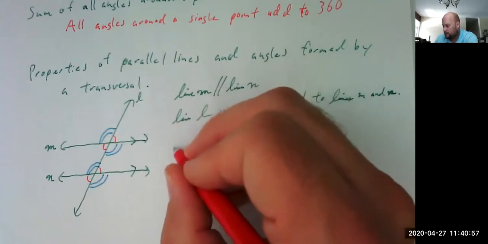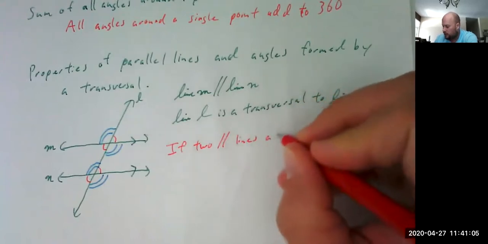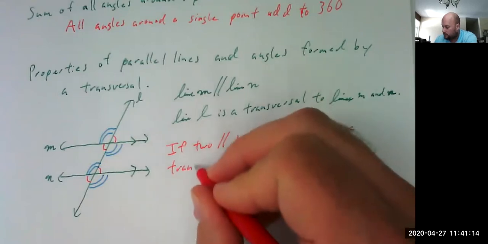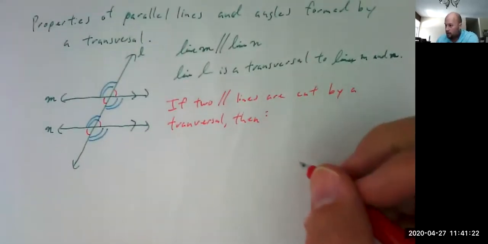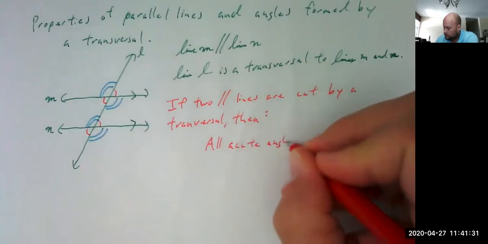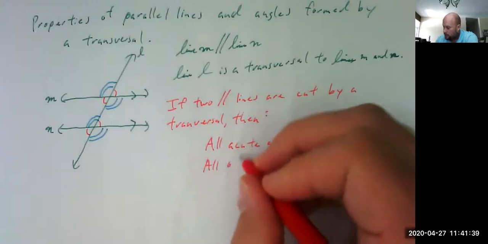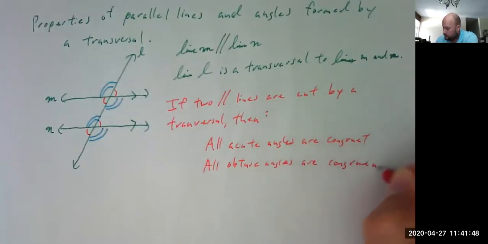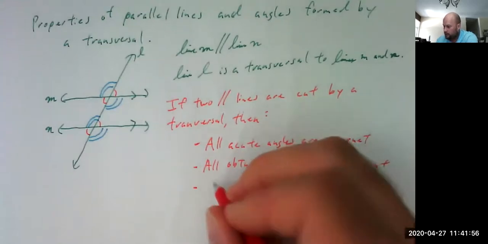If two parallel lines are cut by a transversal, then a couple things are true. All acute angles are congruent. All obtuse angles are congruent. And so we got those two. And any pair of one acute and one obtuse would be supplementary.